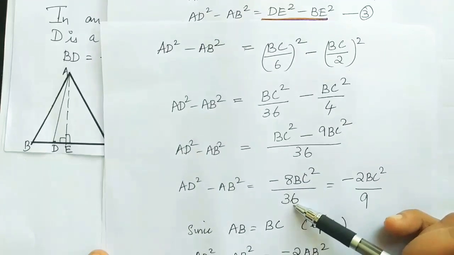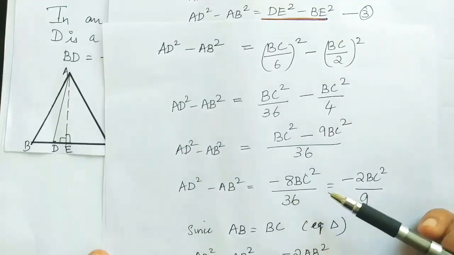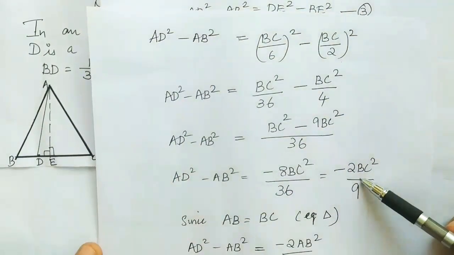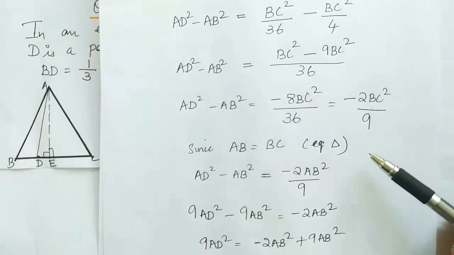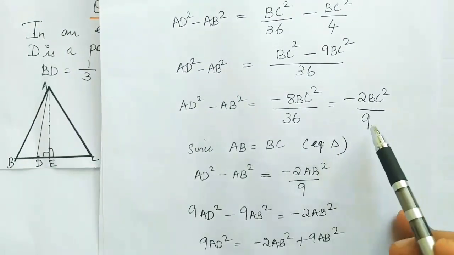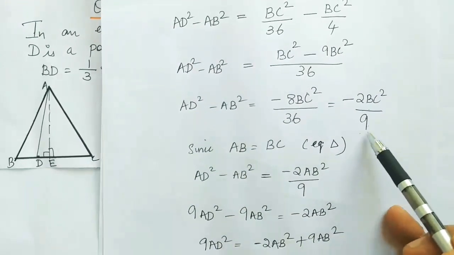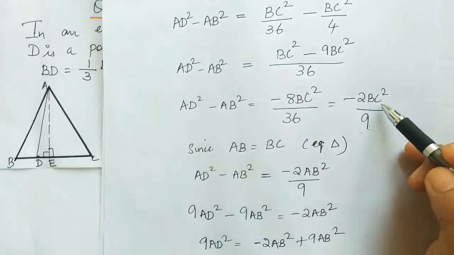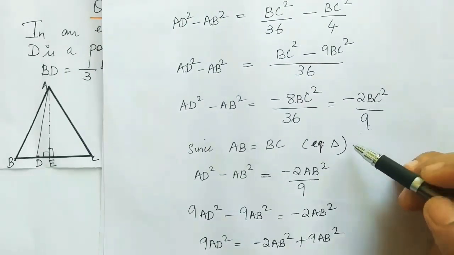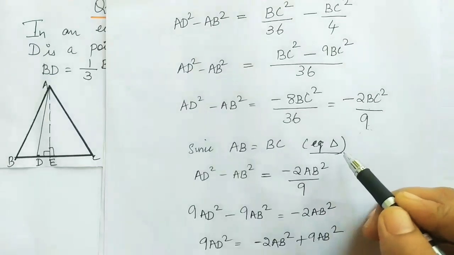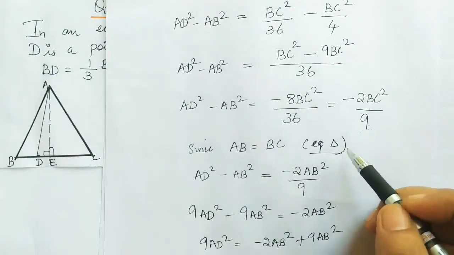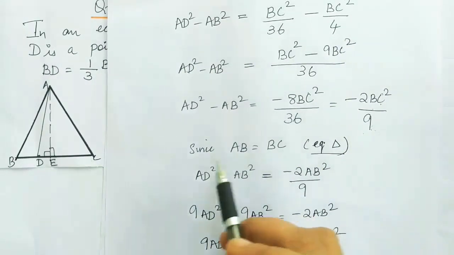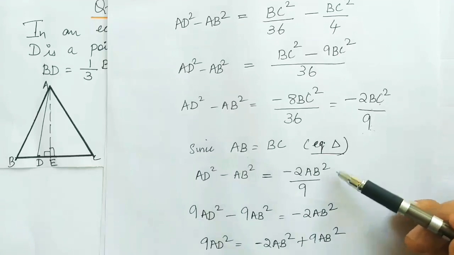Negative 8 and 36 are both multiples of 4 here, so these two get cancelled by 4. What you get here is negative 2 BC square by 9. Negative 2 by 9 BC square. So before multiplying this equation throughout by 9, what you have to do is substitute AB in the place of BC, because all the sides of an equilateral triangle are equal. Hence in the place of BC we are going to substitute AB, so that we convert all the sides in terms of AD and AB and reach the answer soon.